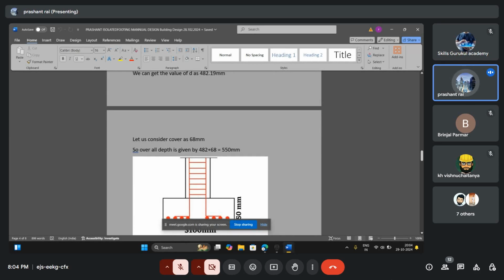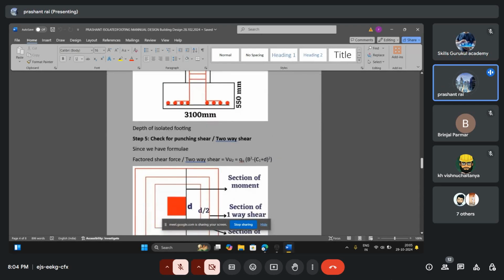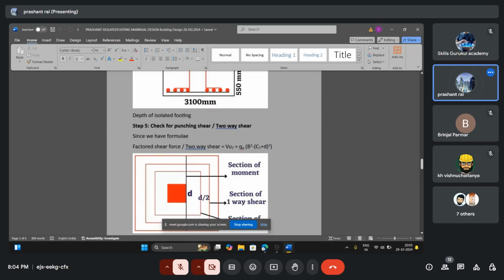So let us consider we are providing the cover as 68 mm. So we get 482 plus 68. We got 550 mm. This is the depth of the isolated footing. And now check the punching shear or two-way shear.